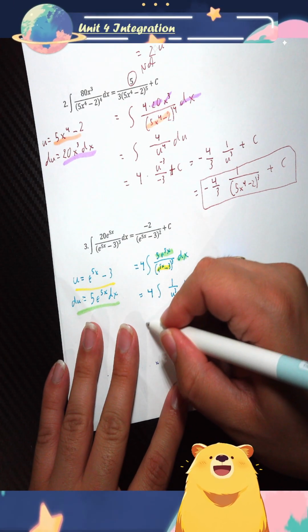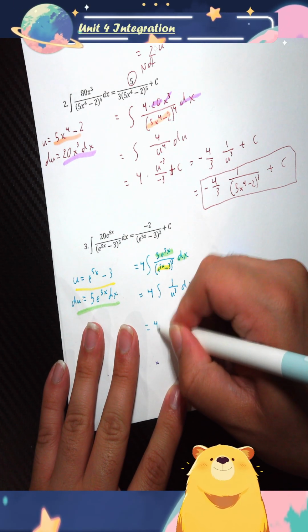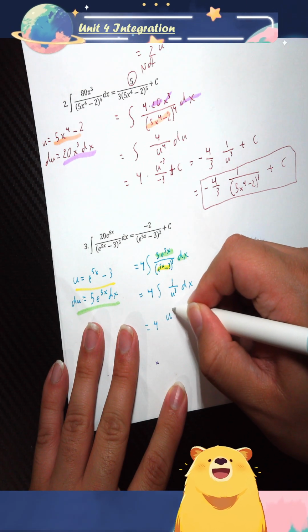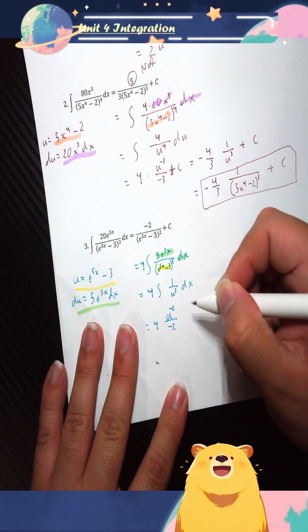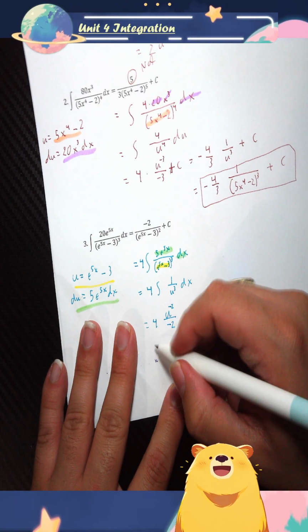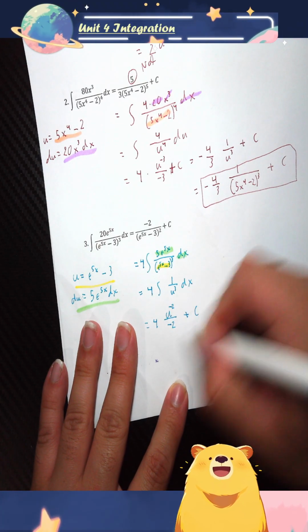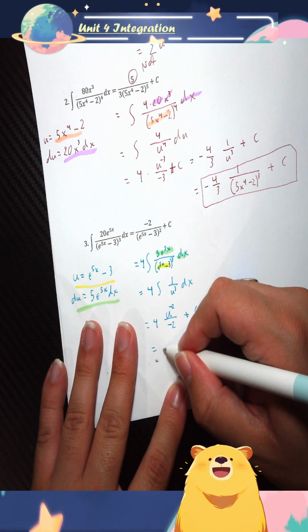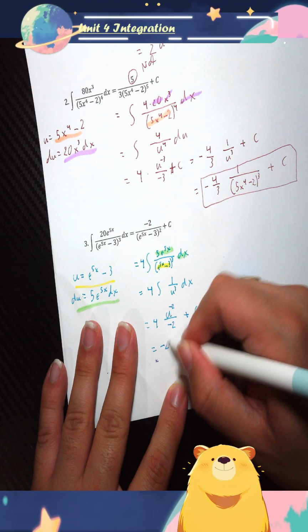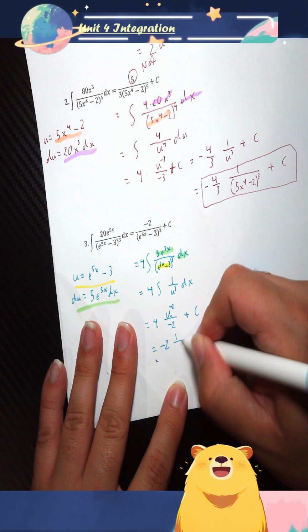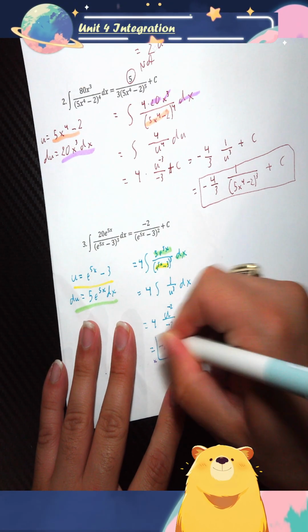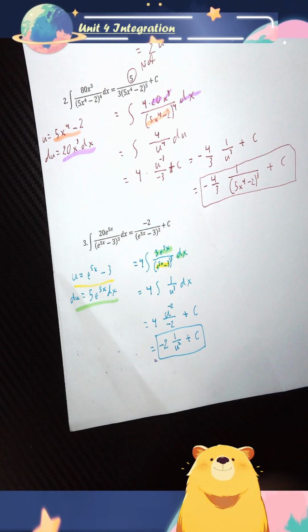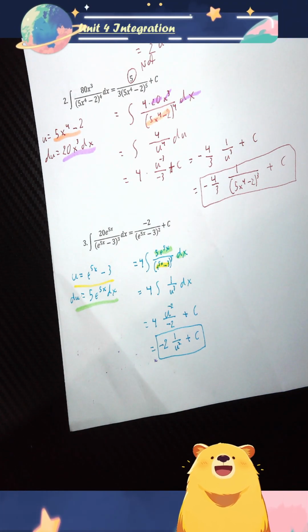That's a negative 3, so technically you do u to the power of negative 3 plus 1, which is negative 2, over negative 3 plus 1, which is negative 2, plus c. That simplifies to negative 2, and then 1 over u squared plus c. Right? Let me just go check the solution.